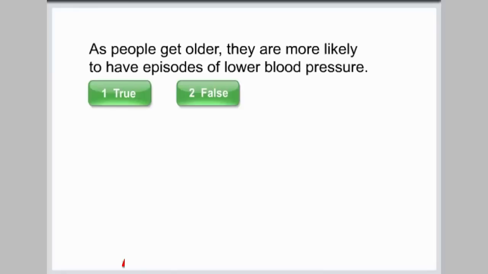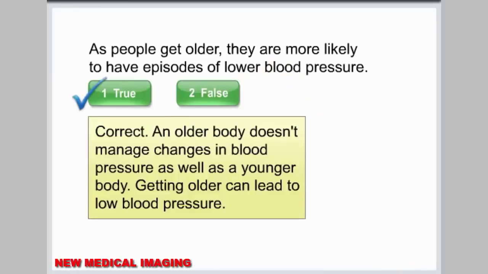As people get older, they are more likely to have episodes of lower blood pressure. Correct. An older body doesn't manage changes in blood pressure as well as a younger body. Getting older can lead to low blood pressure.